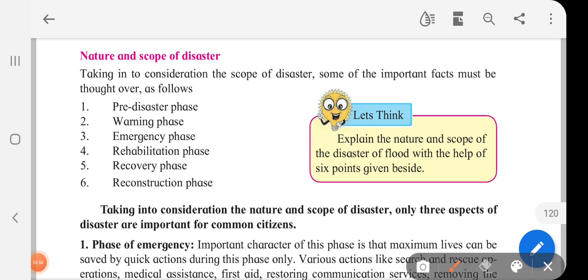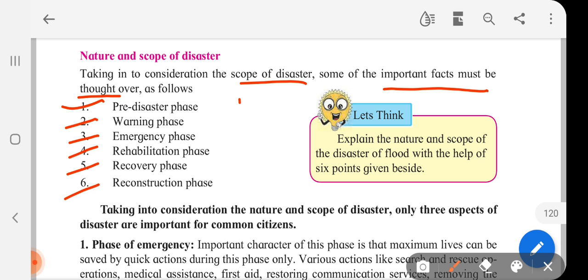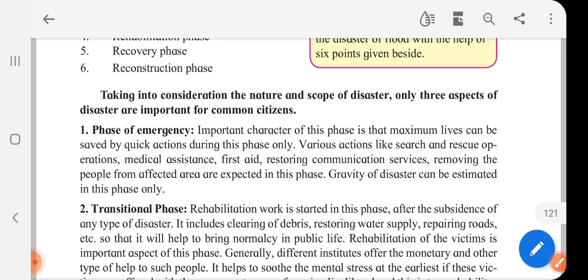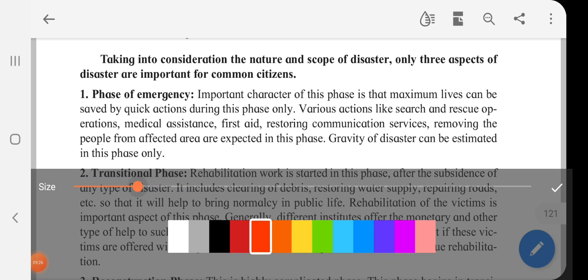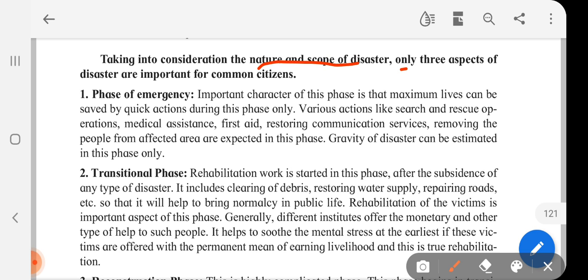So, taking into consideration the scope of disaster, some of the important facts must be thought over, like pre-disaster phase, warning phase, emergency phase, rehabilitation phase, recovery phase, reconstruction phase. So, these are the phases of management steps to be taken while carrying out disaster management. Taking into consideration the nature and scope of disaster, only three aspects of disaster are important for common citizens. For citizens, these are the important aspects to be considered.